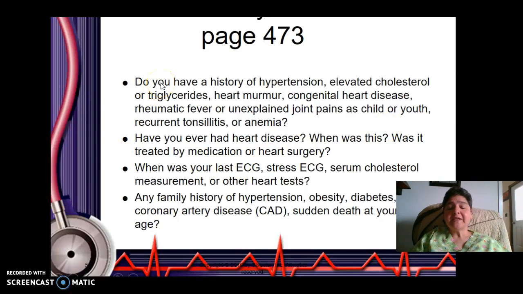These are some questions found on page 473 that you want to ask about. These are all important questions, especially that first section where you're talking about history of hypertension, elevated cholesterol, heart murmur, any of those things that the patient may already have a history of. And then the last one too, we're also looking at the family history, because we know that sometimes when it runs in our family, we're at a greater risk as well. So asking all of those questions.